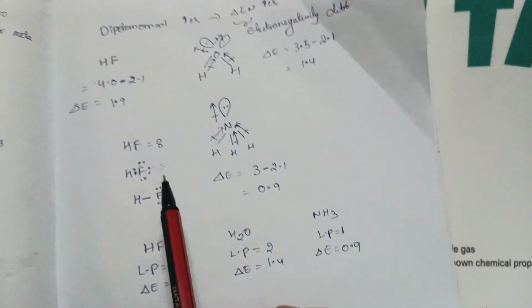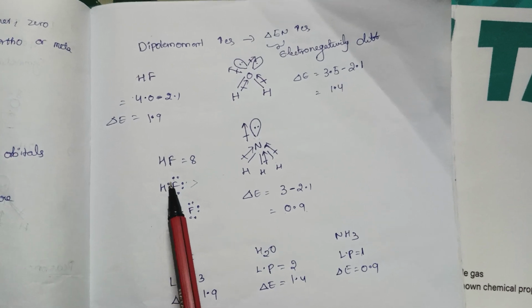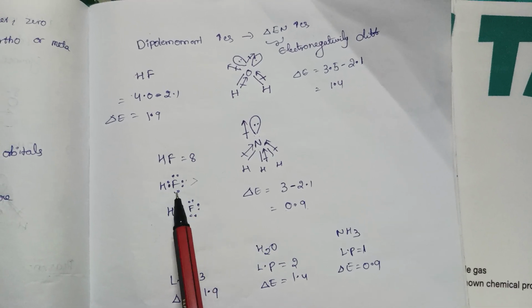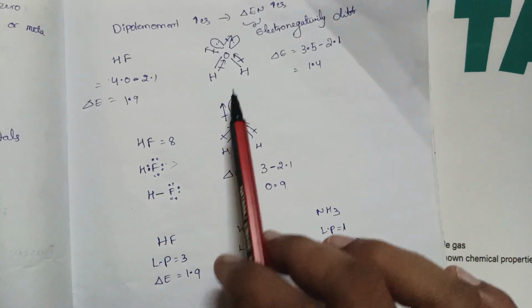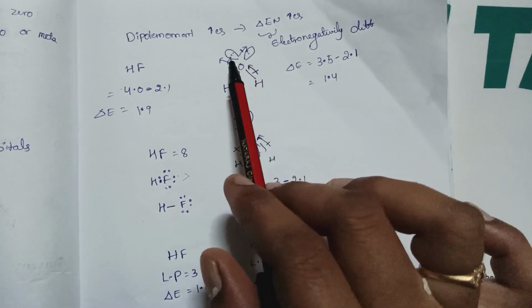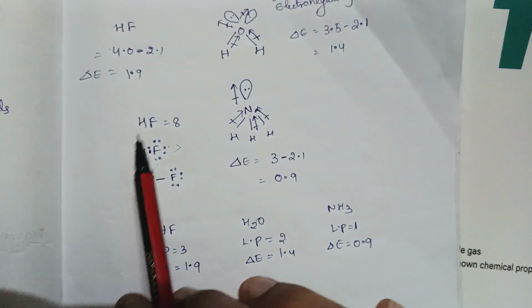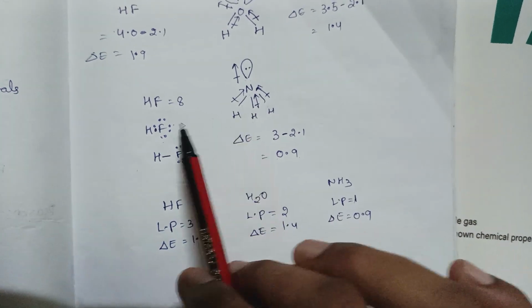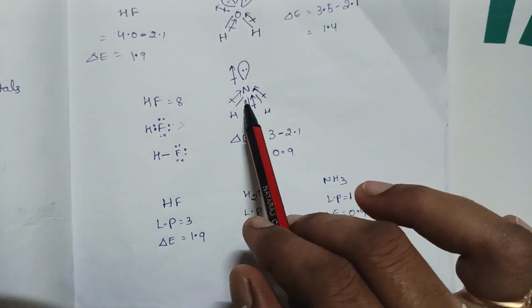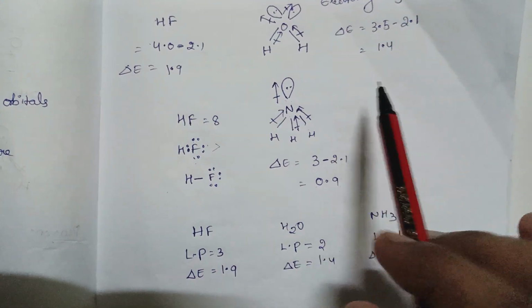If we observe examples, in HF, 1 pair of electrons is bonded and the remaining 3 are lone pairs. In H2O, there are 2 lone pairs and 2 bond pairs. In NH3, 1 lone pair is present. So dipole moment is more for HF, then H2O, then NH3, because they have 3 lone pairs, 2 lone pairs, and 1 lone pair. Dipole moment is directly proportional to the number of lone pairs.